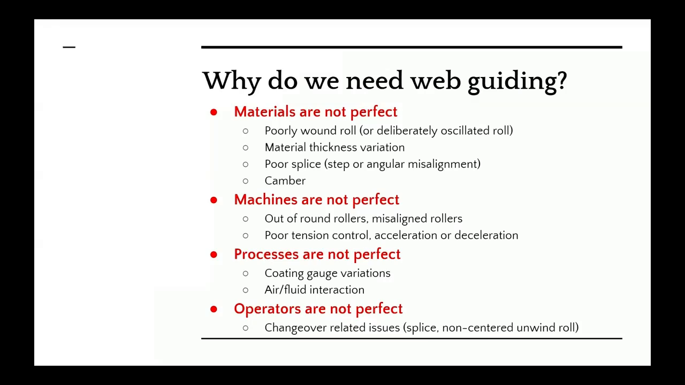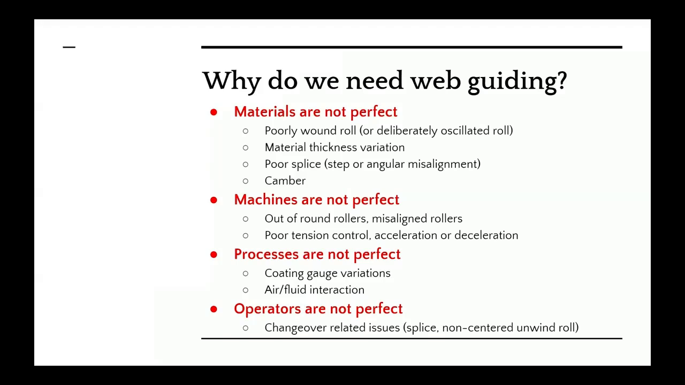Some materials may have thickness variation, like gauge band variation, either during coating or forming processes, especially with paper mills. Different gauge papers may track or slide differently. Splices, when joining two rolls of web, might be a step change or an angular misalignment. Some materials have a natural curvature called camber. So when the materials are not perfect, that's going to have the web mistrack in your machine.